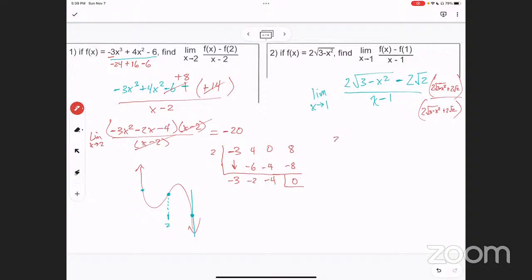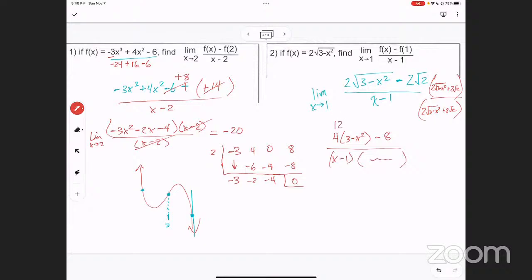in the front, I get 2 times, whoops, not 2, 4, right? Don't forget to square the 4. 4 times 4 times 3 minus x squared. Got it? See how I did that? Minus 4 times 2, which is 8. Minus 8. Good. All over x minus 1 times that mess. I'll just leave it like that for now.